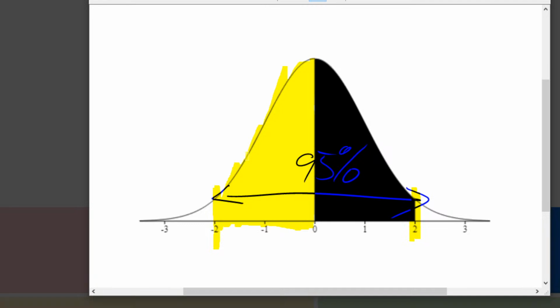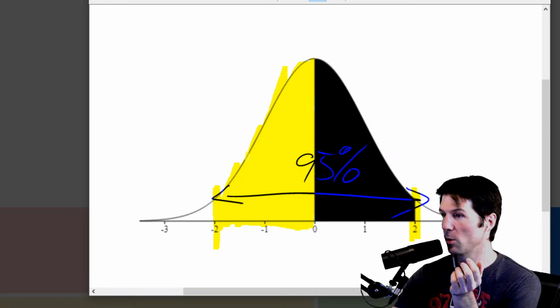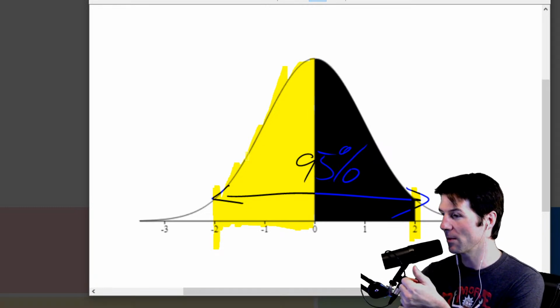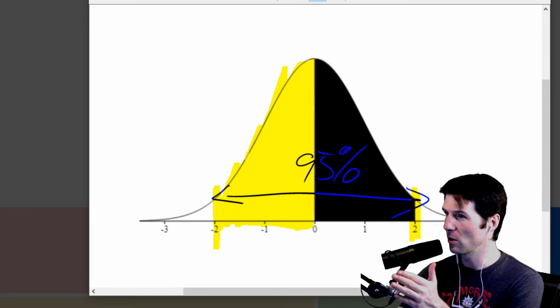There we go. Andrew's showing it right there. 95 divided by 2. Does that make sense? 95% is between -2 and 2, and we're just taking it and dividing it in half right there. Great job, Camara. Also, awesome work. So you could get this right here.